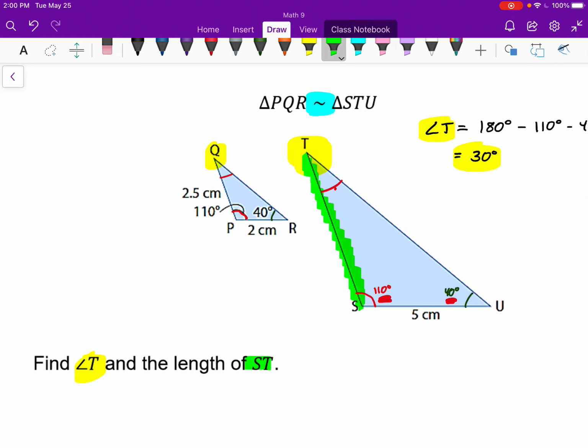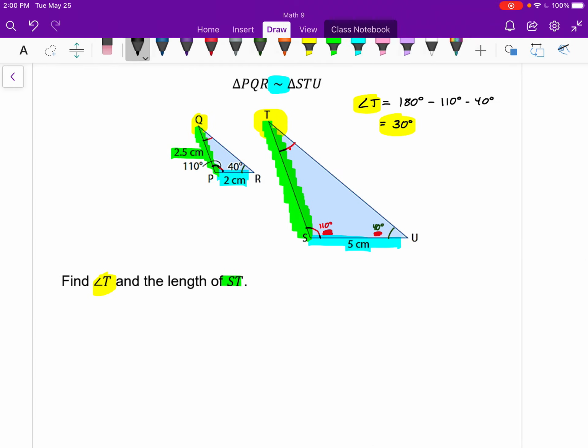For this, I need to take advantage of what I was just talking about in the last question, these proportional ratios between different sides. So I have a lot of ways I can approach this. But for example, if I look at these two triangles, I'm going to highlight the sides that are corresponding. So 2.5 corresponds to what we're trying to find, ST. And 2 centimeters corresponds to this 5 centimeter side here.